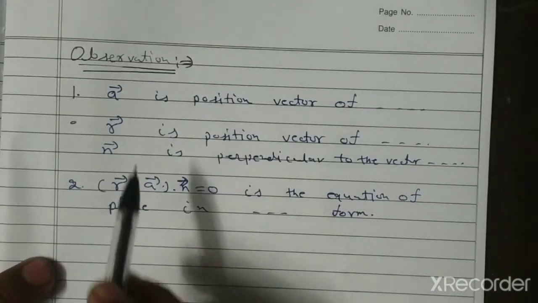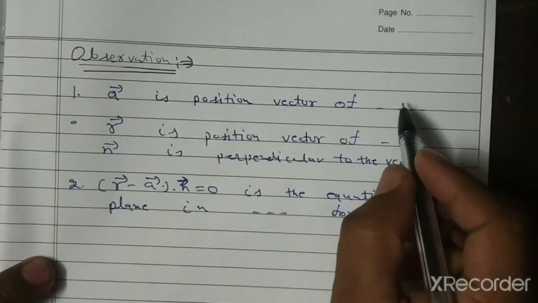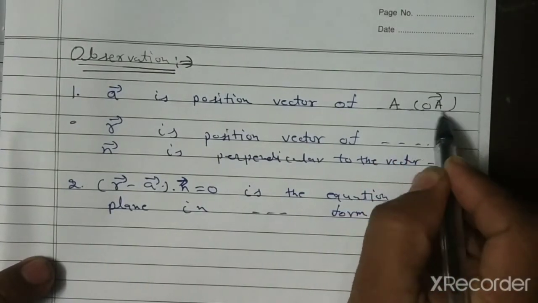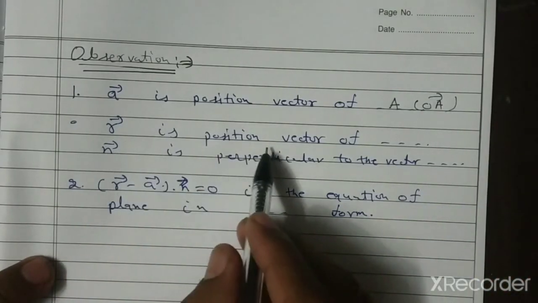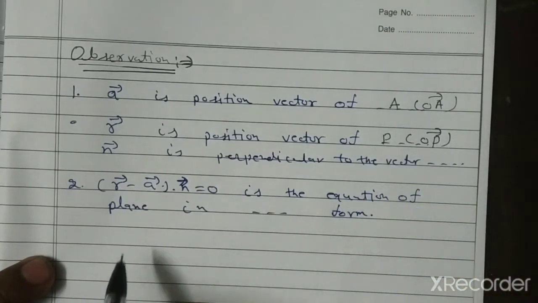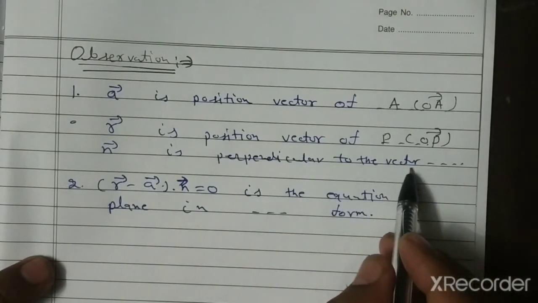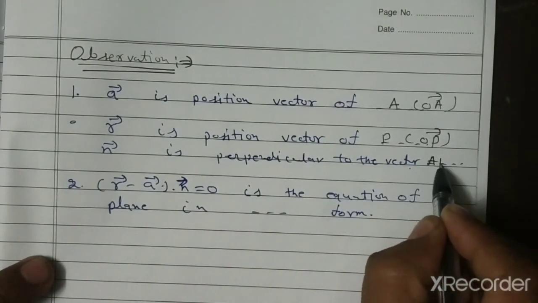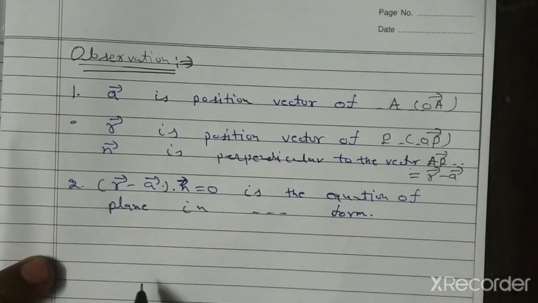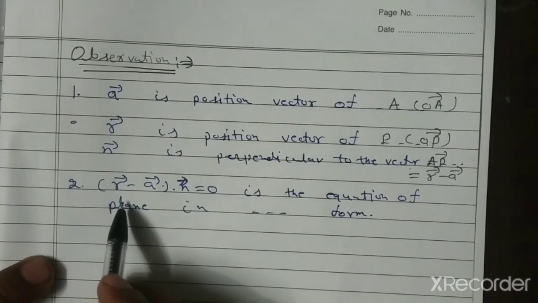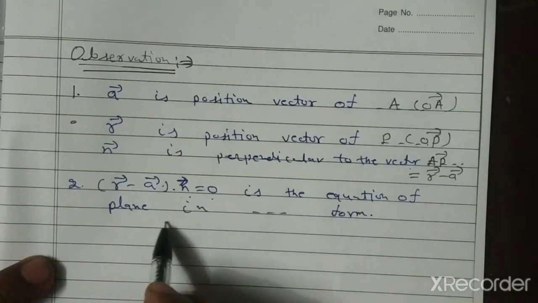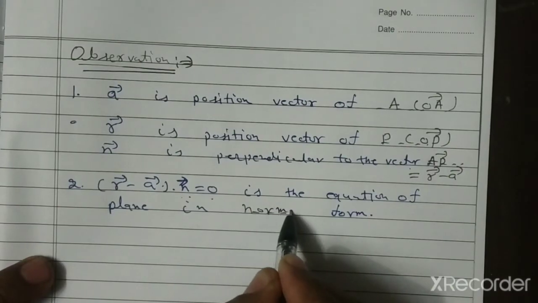Now observation. a is the position vector of point A, meaning OA vector, and r is the position vector of point P, meaning OP vector, and n vector is perpendicular to the AP vector, or AP vector is equal to r minus a vector. So (r minus a) dot n vector equal to 0 is the equation of the plane in normal form.